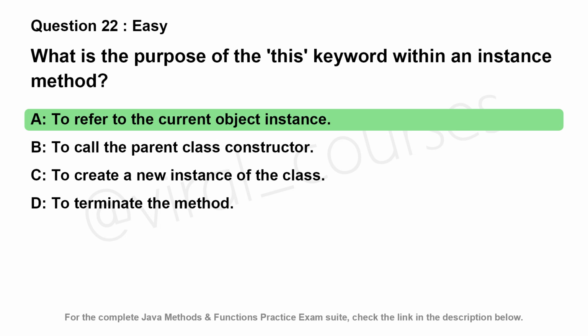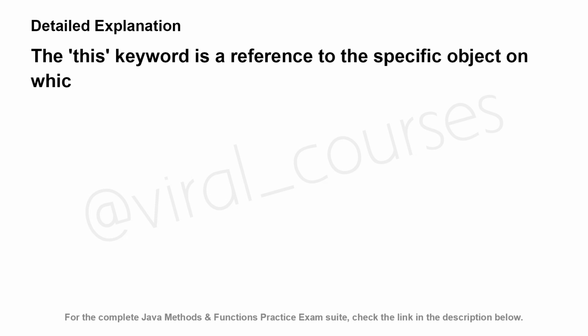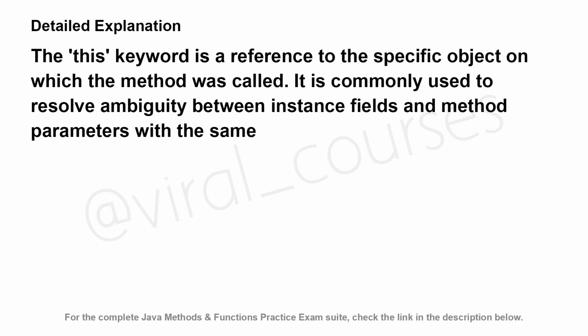The correct answer is A. The this keyword is a reference to the specific object on which the method was called. It is commonly used to resolve ambiguity between instance fields and method parameters with the same name.